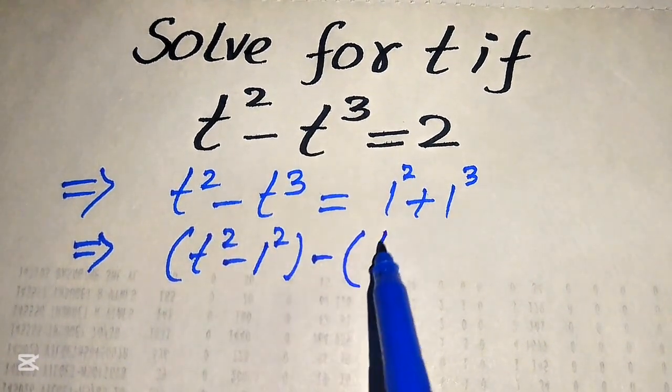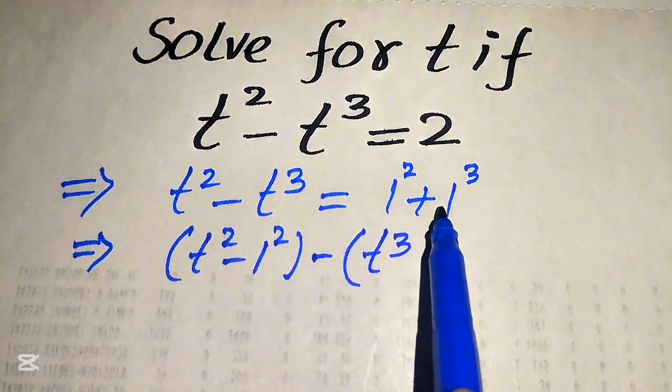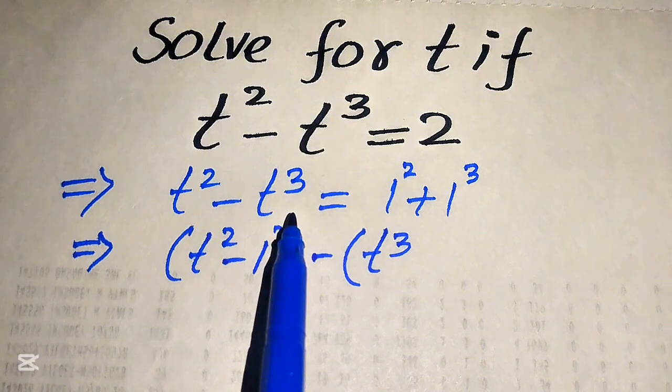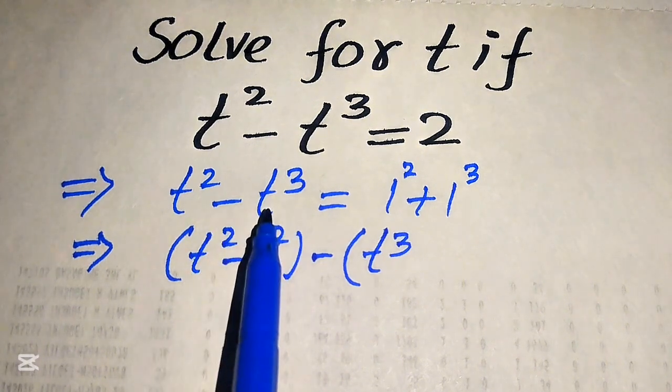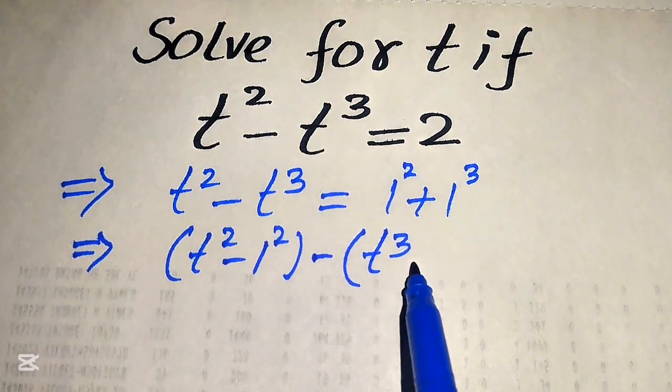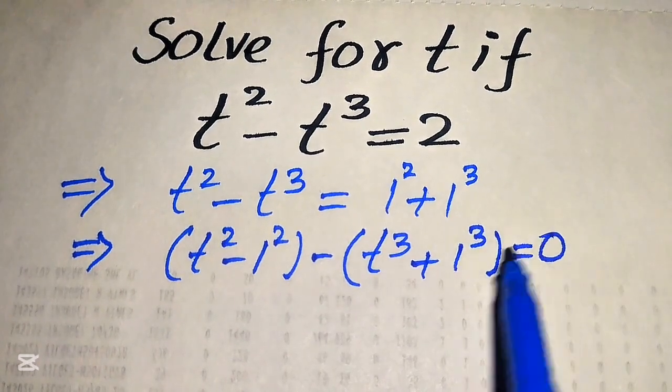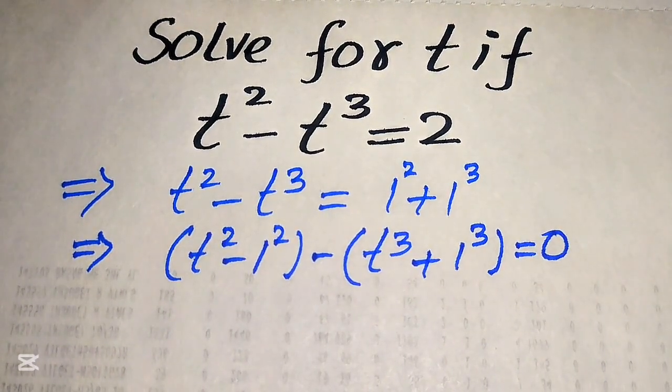So here you have minus t cubed, and when we move this plus 1 cubed to the left hand side, this will also become minus 1 cubed, and we take the common negative sign from both of these values, and we get here t cubed plus 1 cubed, and this whole equation is equal to 0.